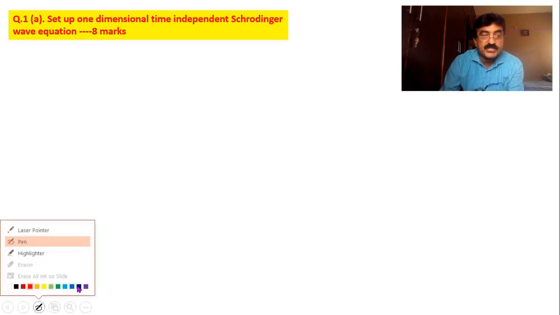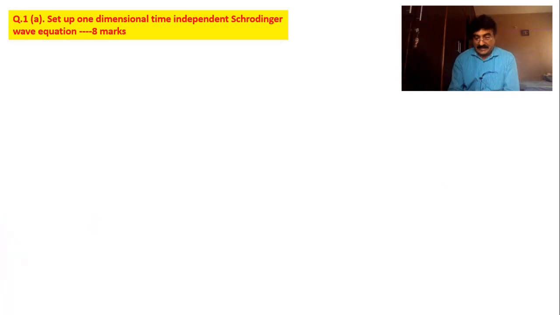Now coming to question number 1 from quantum mechanics. Set up the one-dimensional time-independent Schrodinger wave equation. I will solve this one now. There should not be any t parameter in the final expression. The derivation goes like this.